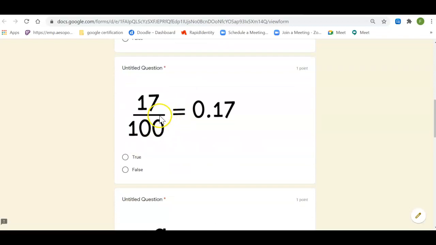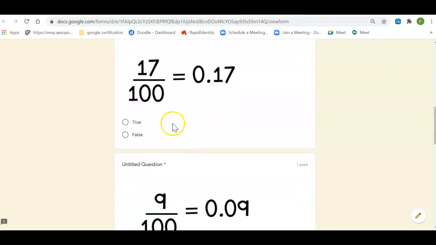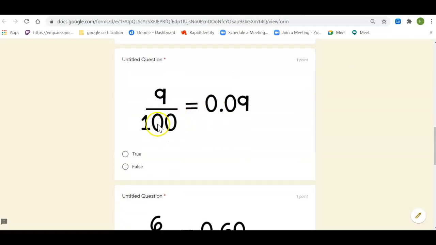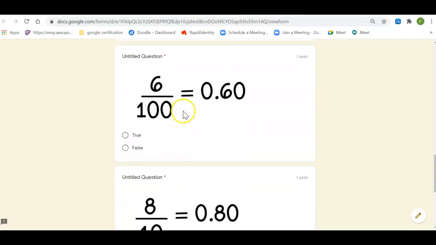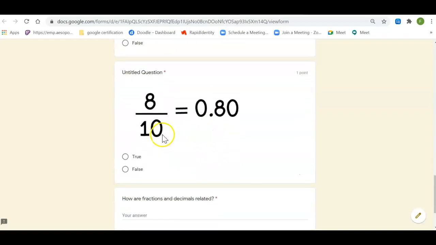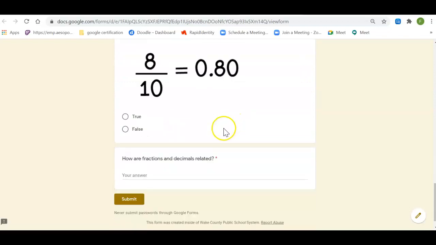And then the next one, 17/100 equals 17/100. Is that true or false? If you think it's false, you've got to mark false, and then you make your correction in your notebook. Here you've got 9/100 equals 9/100. True or false? Next, 6/100 is equal to 60/100. True or false? 8/10 is equal to 80/100.